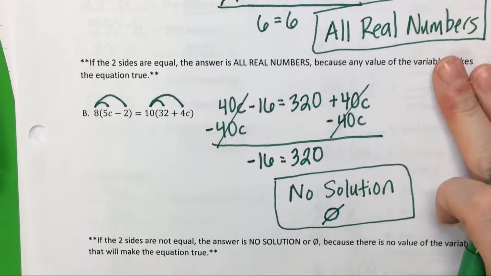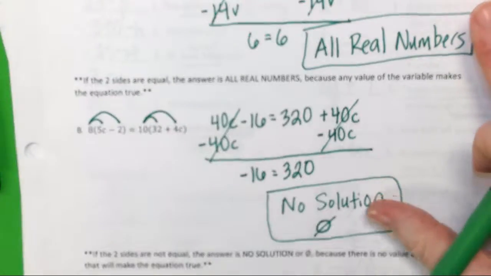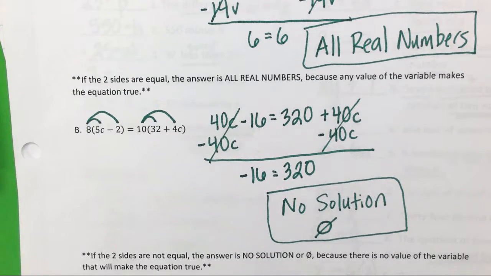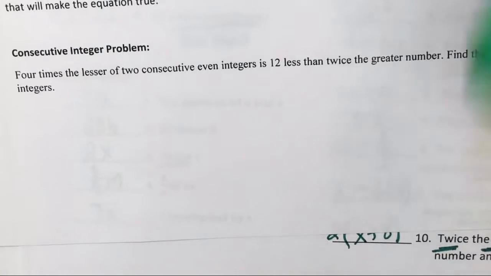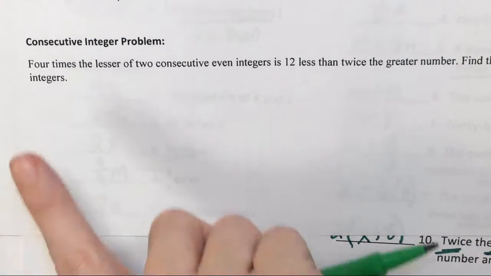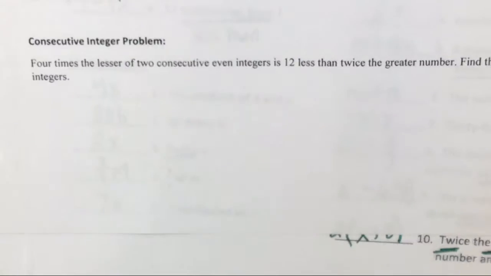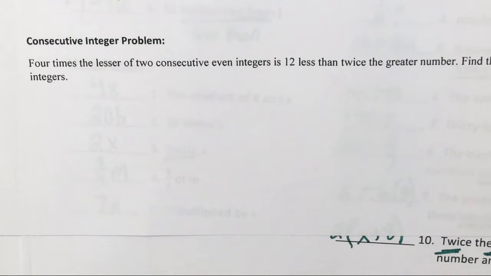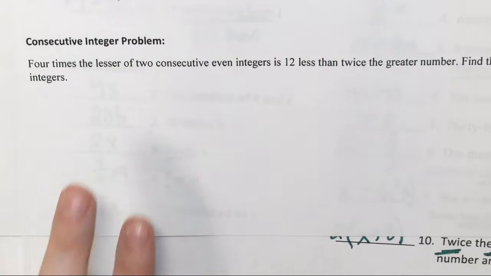Okay, so those are the main two special equations. We have all real numbers and no solution. The last problem on here is one of the problems with the consecutive integers. This one is pretty tough. It says 4 times the lesser of two consecutive even integers is 12 less than twice the greater number. Find the integers. We're going to start this the same way we did the other consecutive integer problems.